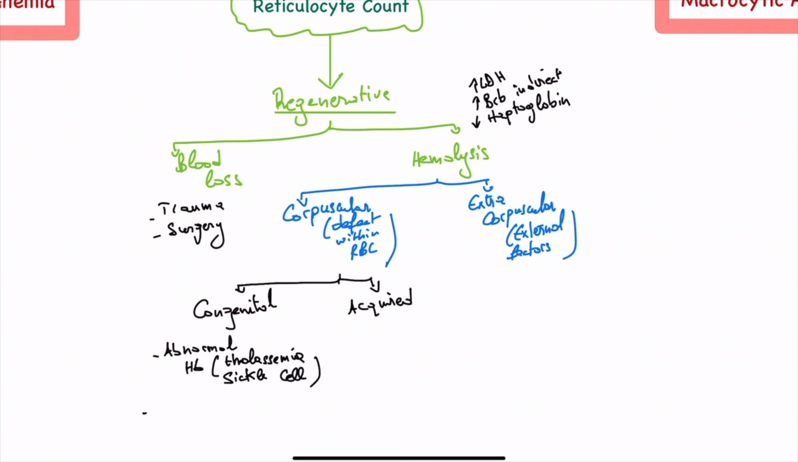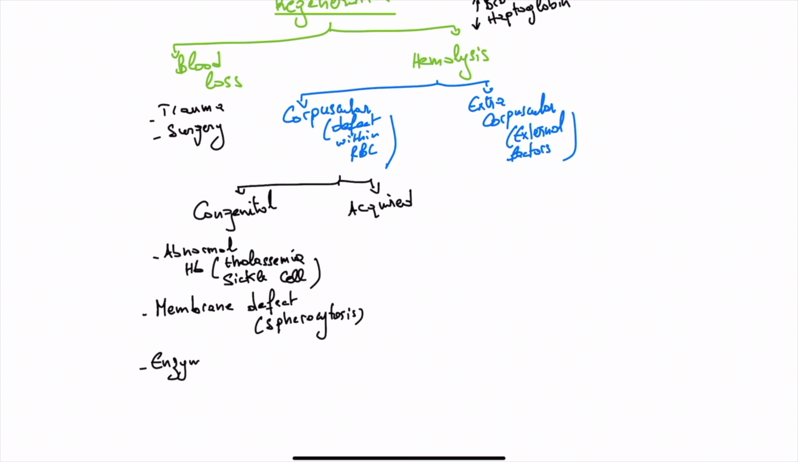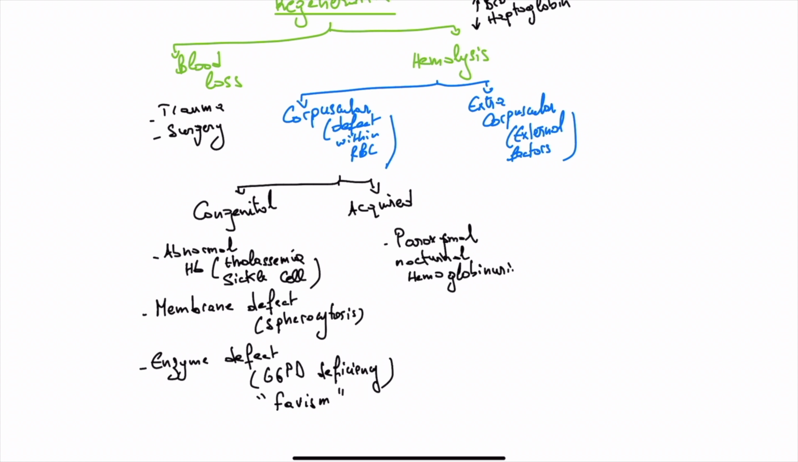membrane defects in spherocytosis, or enzyme defect, for example, G6PD deficiency, known as favism. So we said that it could be congenital, it could also be acquired, for example, paroxysmal nocturnal hemoglobinuria, where the complement system attacks the red blood cell due to a gene mutation that's acquired during the person's lifetime.